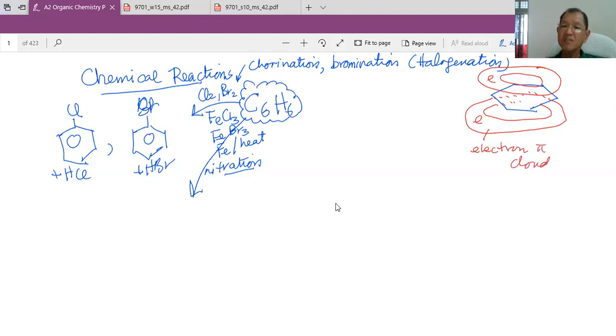The benzene ring is rich in electrons. So what attacks here will be positive X, because it's charged positive. Positive means they like electrons. That's what they call electrophiles. They're called electrophiles. Phile means like.